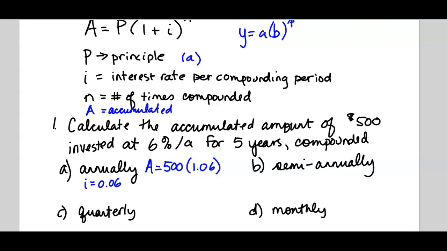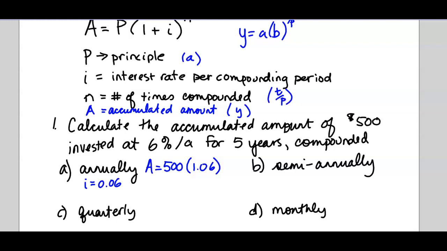Accumulated means you keep building it, right? So that's often how we phrase it. So that's like Y. And this is like T over T.